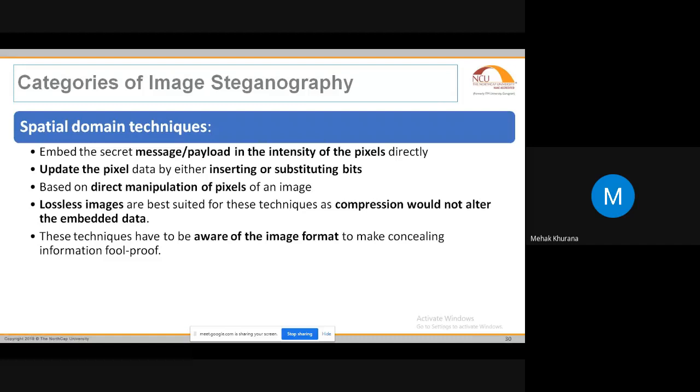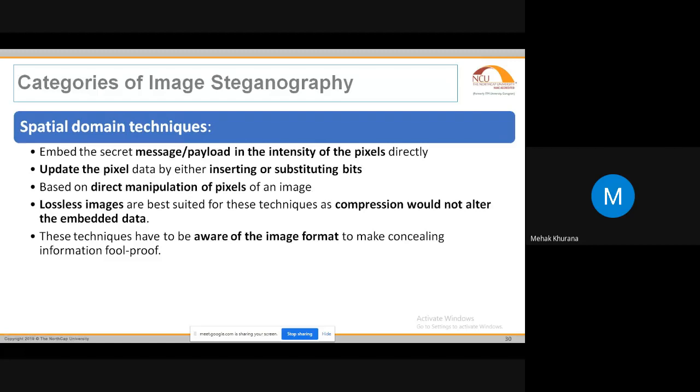So in the spatial domain, we are going to use the lossless method, where we do not want the message to be altered or compressed in such a form that it cannot be recovered. In the spatial domain, we need to be aware of the image format, whether it is GIF, PNG, or JPG. We need to know the format in the spatial domain.